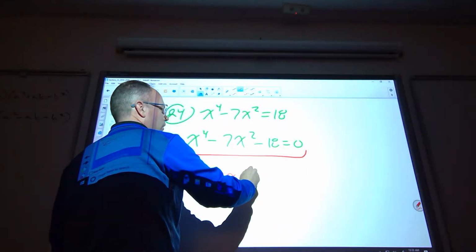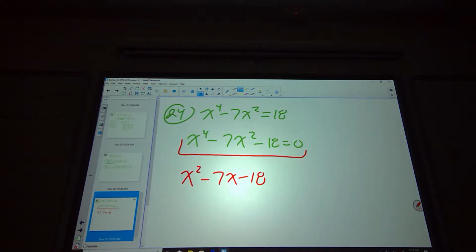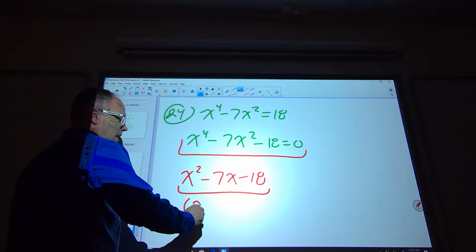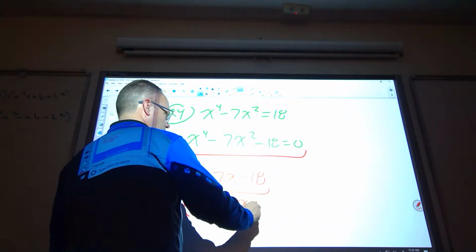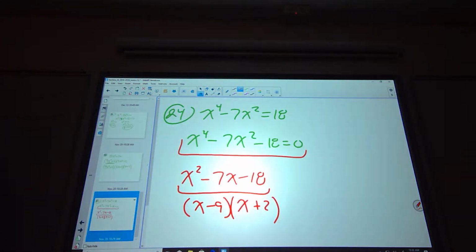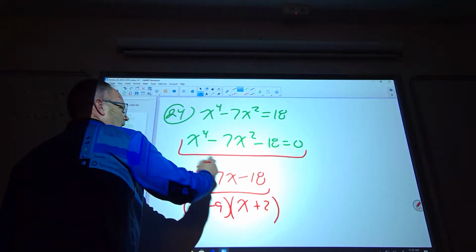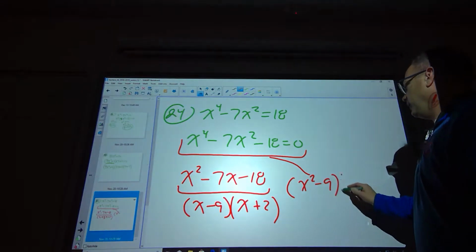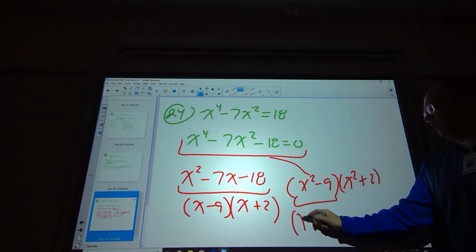Let's put this first. All I did is make it x squared and constant versus x to the fourth and constant. So if I factor this, that's going to give me x minus 9 and x plus 2. Right? So that's going to do the same thing here. It's just that I'm going to have x squared minus 9 and x squared plus 2. Difference of two squares there.